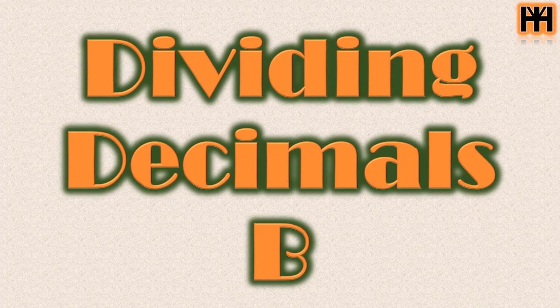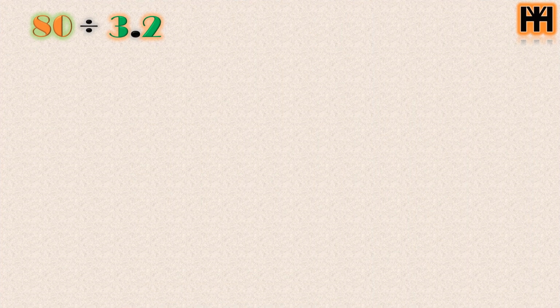Dividing decimals, Part B. Okay, let's say we have 80 divided by 3.2. But we can't easily divide 80 by 3.2 because finding the table of 3.2 is very hard. So let's make the 3.2 a whole number. Okay, how to do that?